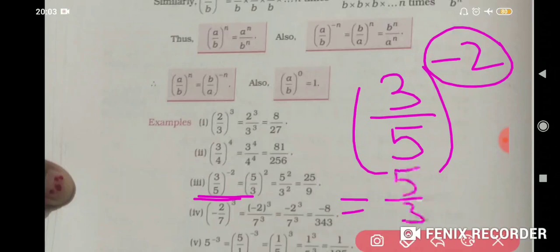We will do the reciprocal of this, 3 upon 5. What will it become? 5 upon 3. And the power will become positive 2. Understood? Now, the next law is in multiply.